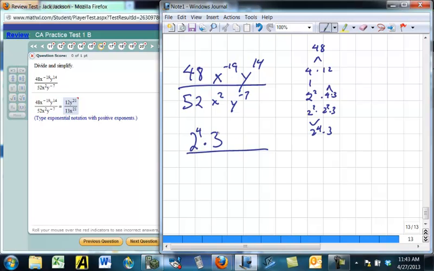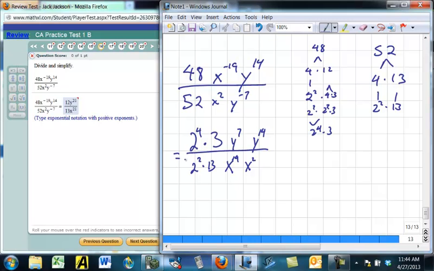The x to the 19th is going to go to the bottom when it becomes a positive power. The y to the 14th is going to stay where it is. The x squared stays where it is. The y to the 7th goes to the top because it was a negative power. The 52 I'm going to break down to prime numbers. I think I can divide a 4 out of that as well. 4 times 13. So that's 2 squared times 13.